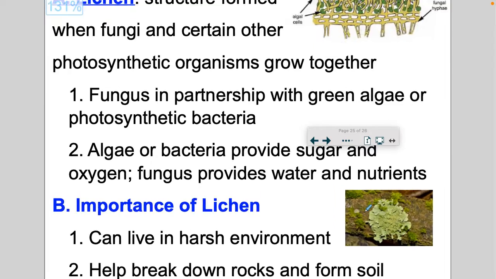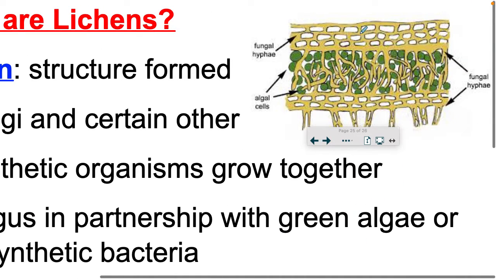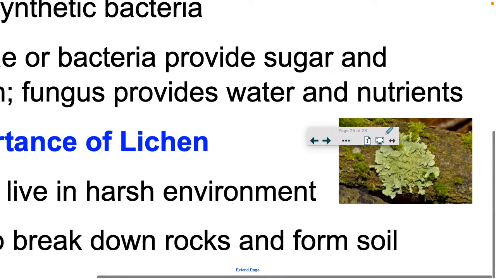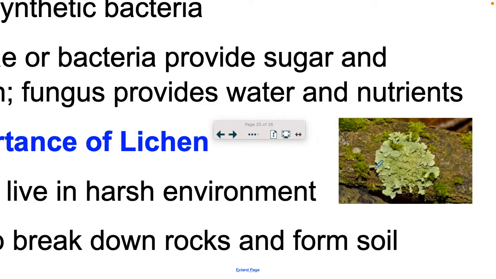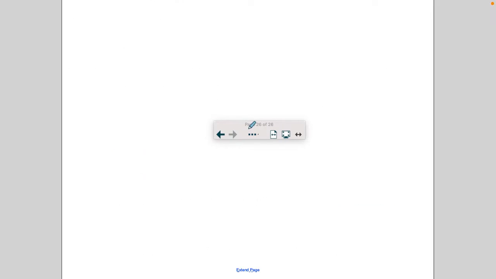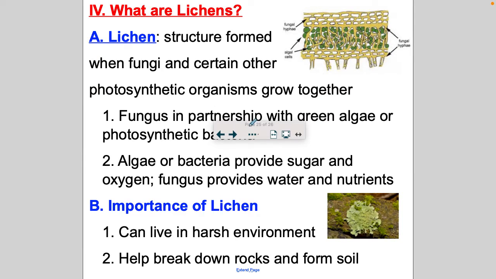So you can see up here, the hyphae is in this yellowish color, and how it's encircling the algae cells, and they are coexisting and benefiting from each other. And this is what lichen looks like in our area. You might see it on tree bark, but this is what lichen looks like. All right, that does it for section 8.2.